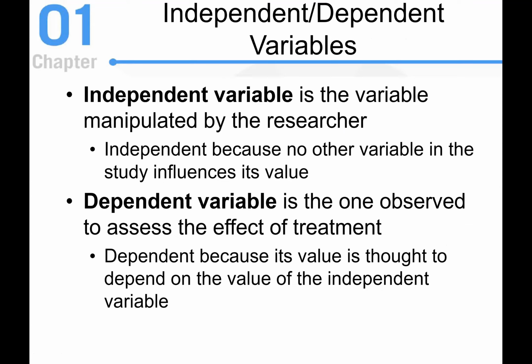Then we also have what's called the dependent variable. The dependent variable is the one that's going to be observed or measured to assess the effect of the treatment. So it's dependent because it's going to depend on the independent variable.